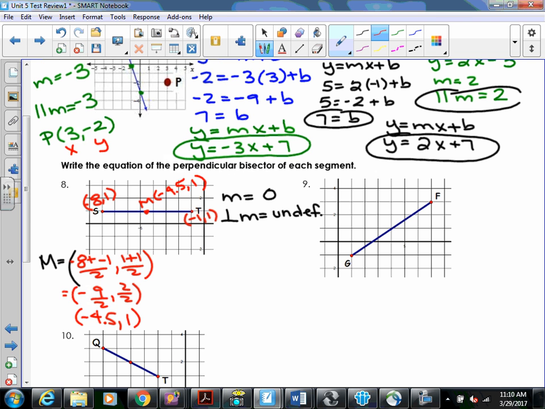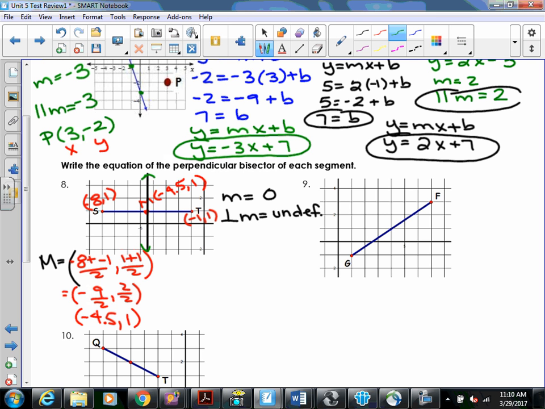Okay, so what we know is this. We know the midpoint is here, and they're asking for the perpendicular bisector. So we know we're gonna have a perpendicular line, but it has to go through the midpoint, otherwise it's not bisecting the segment. So I can actually draw that line. It's just gonna be right here. There's your line. This is the perpendicular bisector of that segment.